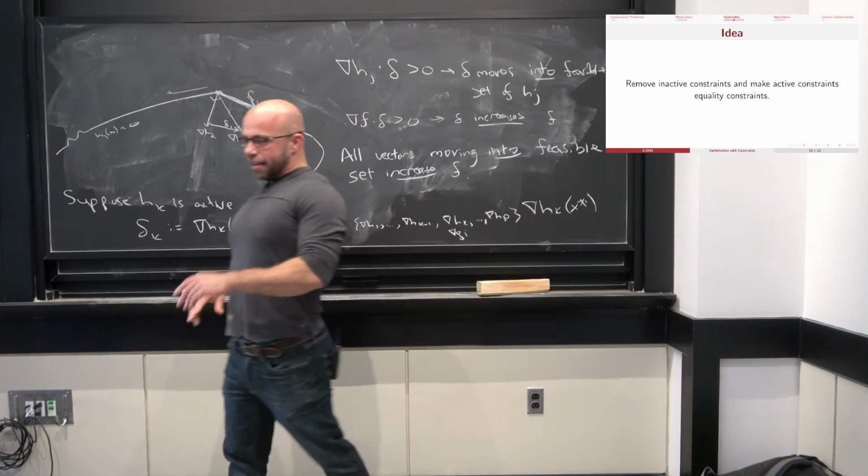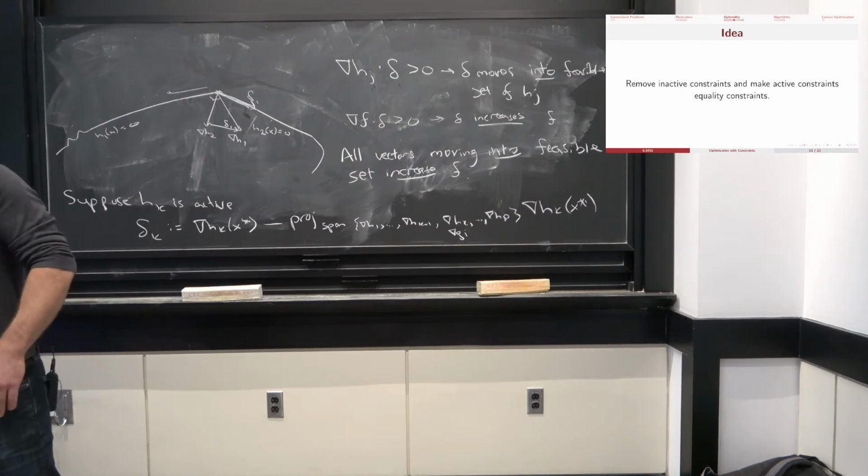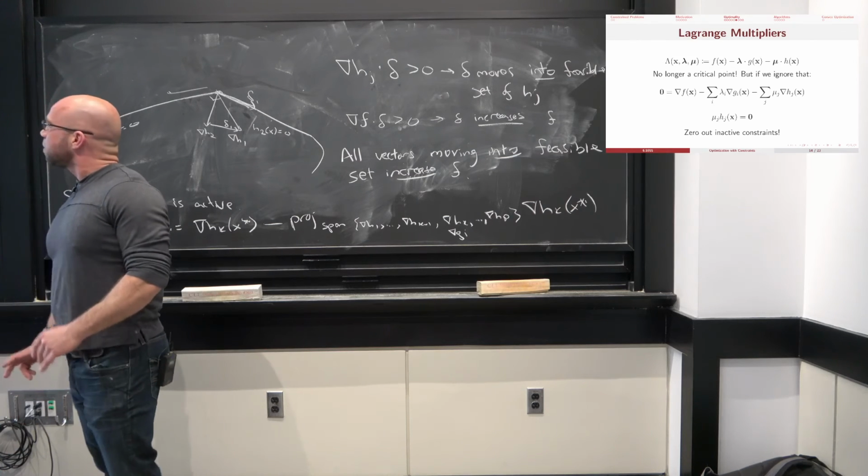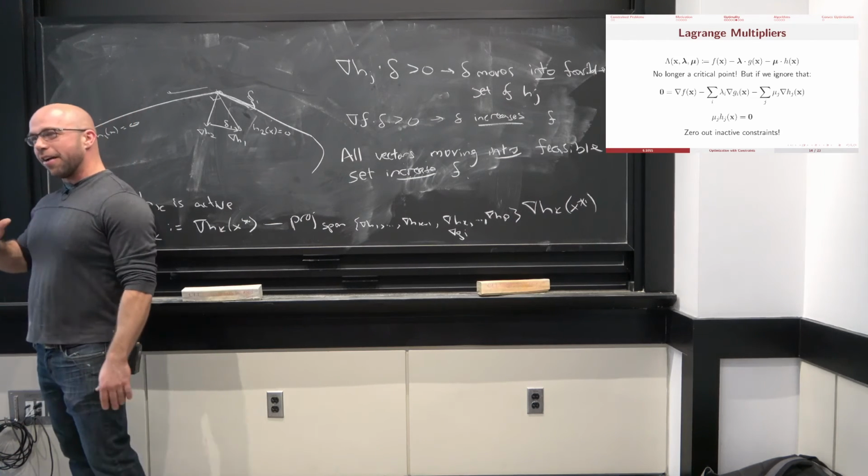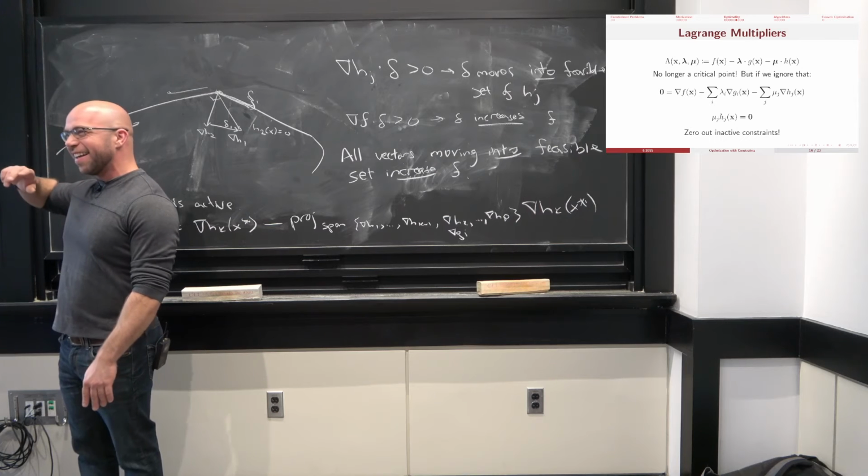Cool. So at the end of the day, let's summarize what we've done so far. I think the easy part of the Lagrange multiplier, or sorry, the KKT conditions, is everything except for the very last one, right?